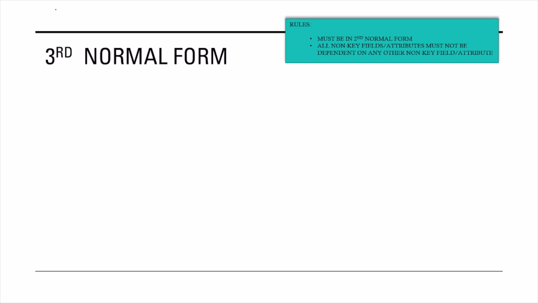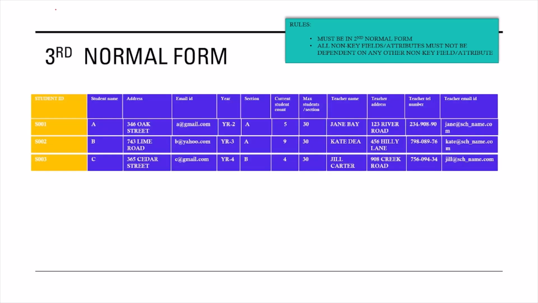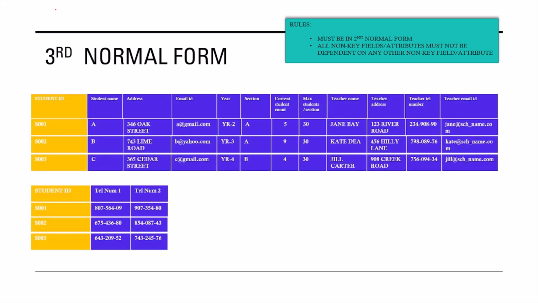Keeping that in mind and looking at our tables, we can say that the telephone numbers table is already in third normal form. There's no way that we can determine telephone number 2 if we know telephone number 1, right? Or vice versa. So both telephone number 1 and telephone number 2, which are the non-key fields, are dependent only on the primary key field, which is student ID.